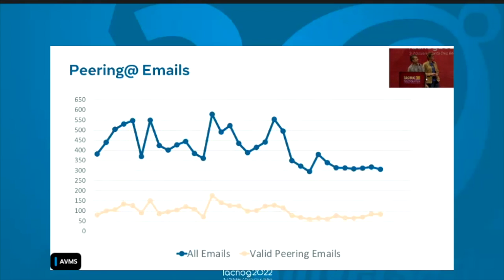This is the timeline of the amount of emails we're receiving. On the X axis is the month. And you cannot see it, but over there is what happened after we changed how we process email requests.